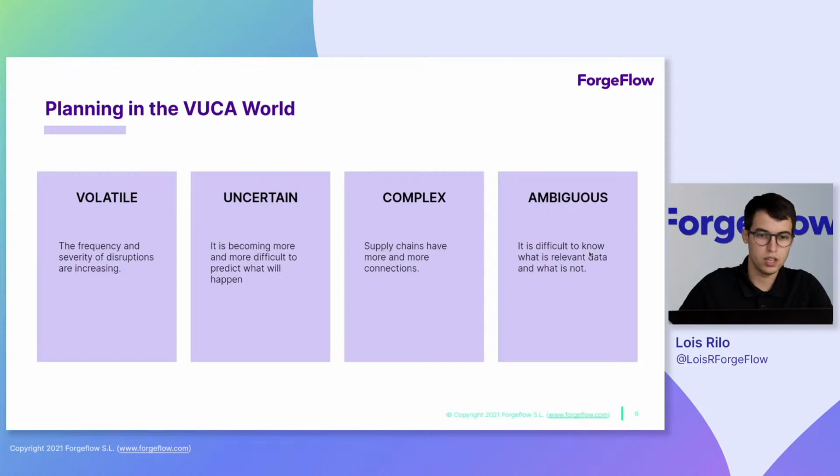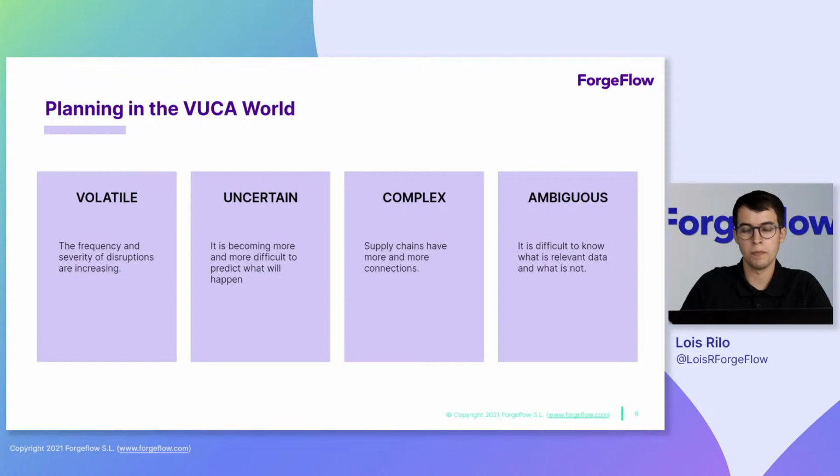Getting to this point is even more difficult in the modern world, what we call the BUCA world. BUCA stands for these words that we have here and describes the reality nowadays. It's a world that is volatile, the frequency and severity of the disruptions are increasing. The pandemic is just an extreme example of this, but we have a lot of floods and many maybe smaller disruptions constantly in our day-to-day. This also leads us to the uncertain. It's becoming very difficult to predict what will happen in the future.